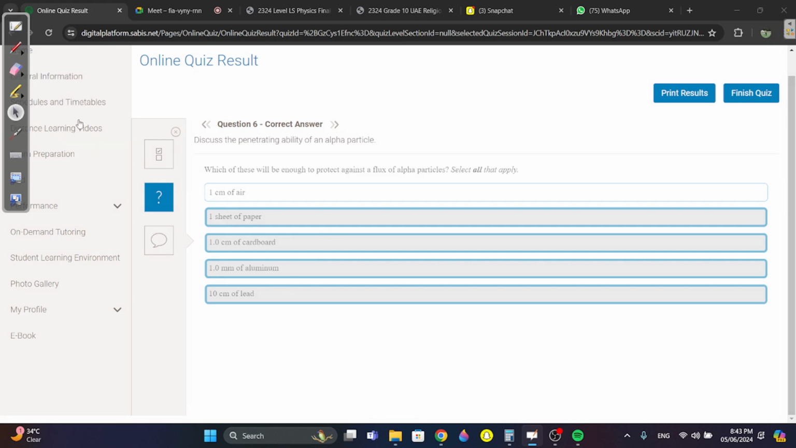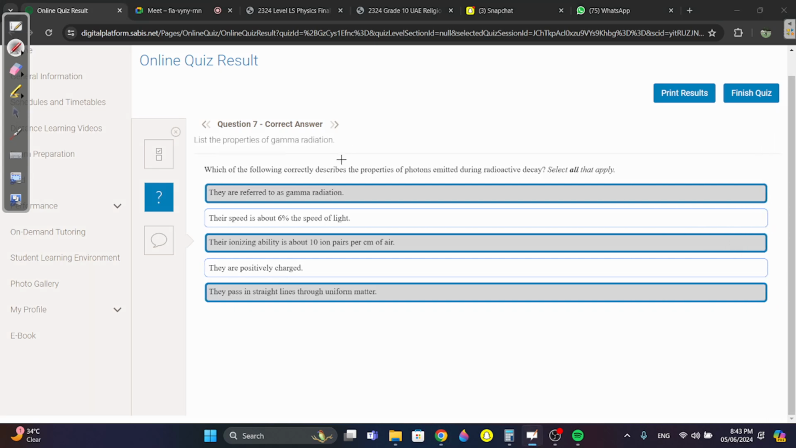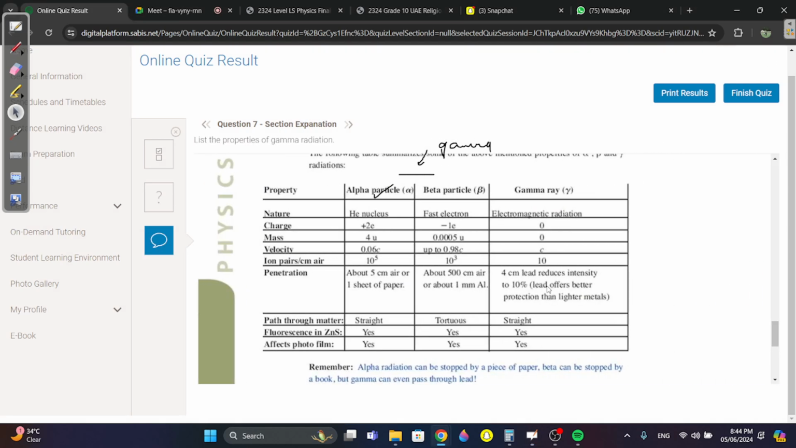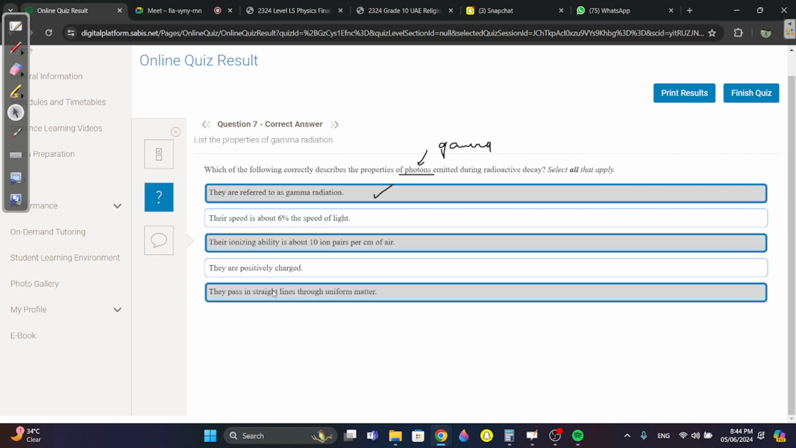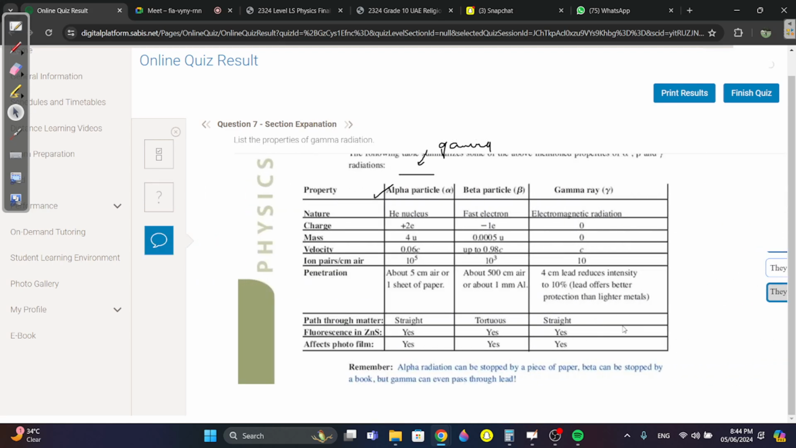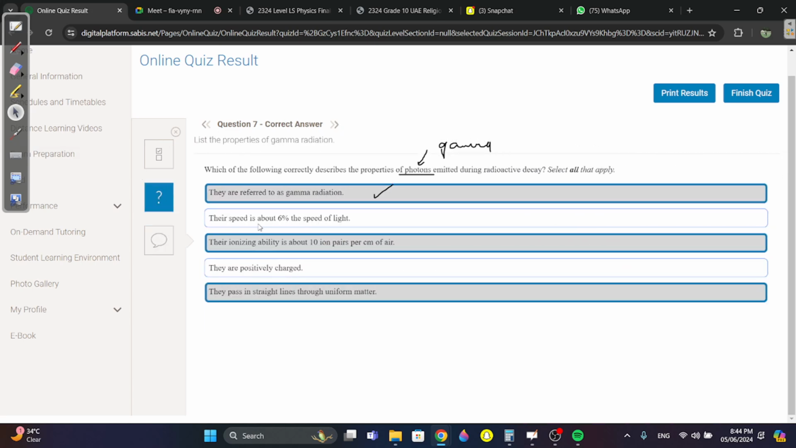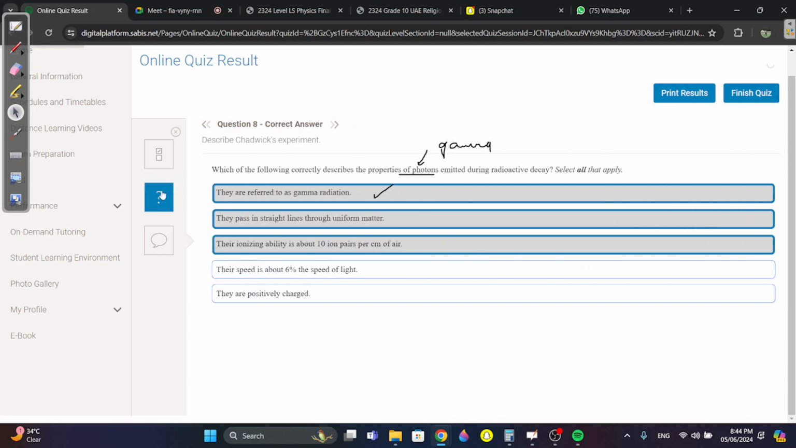Question 7. Which of the following describes the properties of photons? Photons means gamma, so they are also called gamma. Again, their ionizing ability, all of this is from the table. Ionizing ability, where is it? Ion pairs, 10 only 10. So you put that they ionize 10 pairs, and they move in straight lines. Look, is their speed 6% of the speed of light? No, their speed is actually the speed of light. Are they positively charged? No, gamma does not carry a charge.